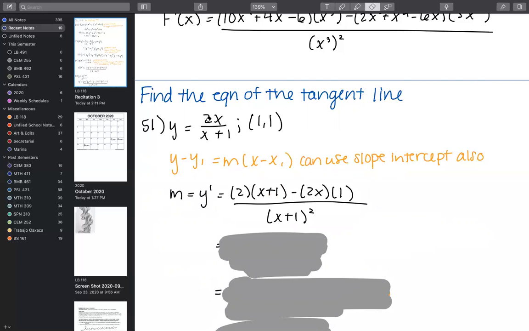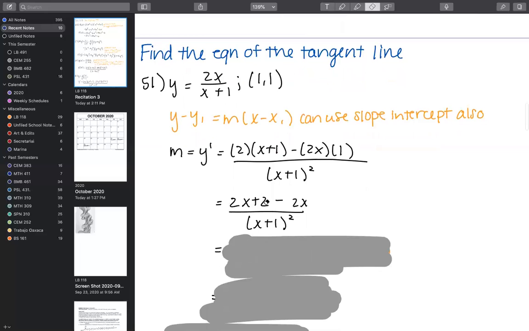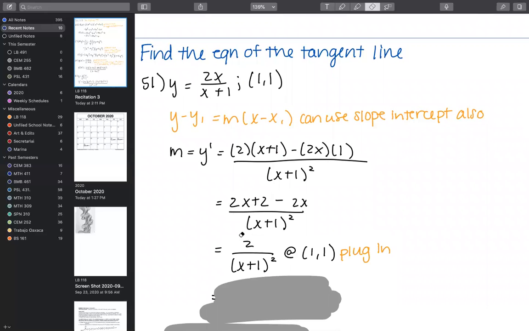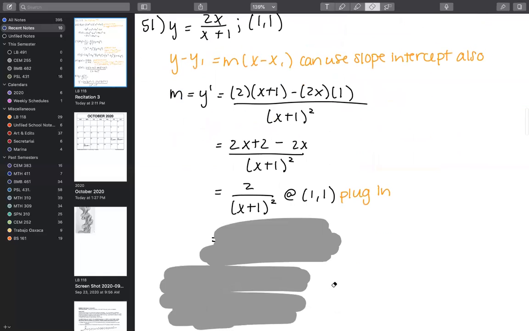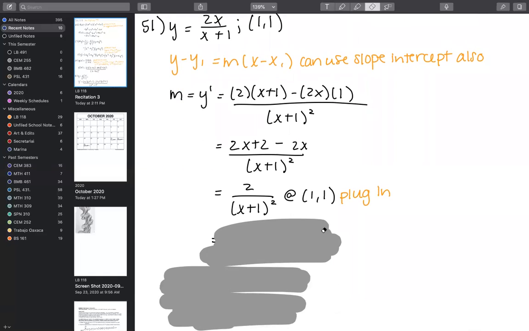So how does that look? We have the derivative of the first times the second minus the first times the derivative of the second, which when we simplify, we get 2x plus 2 minus 2x, which just ends up being 2 over (x plus 1) squared. You could have FOILed this out on the bottom, it really doesn't make a difference. You're just going to end up plugging in anyways. So we plug in 1 for the x in the denominator, and it becomes 2 over 2 squared, which is 2 over 4, which is 1/2. And that's our m value, that's our slope.